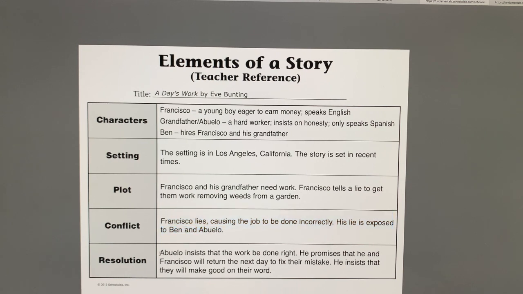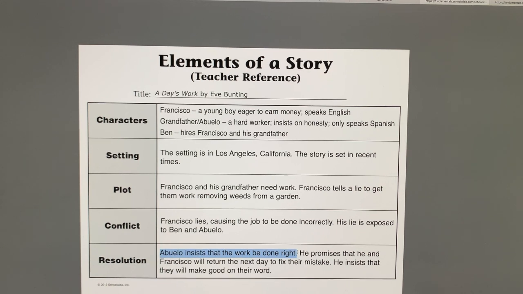So in this particular story, the abuelo or the grandfather insists that the work be done right. He promises that he and Francisco will return the next day to fix their mistake. He insists that they will make good on their word. So this is how it was resolved, but it's also teaching a very good lesson to Francisco because his abuelo is teaching him, no, we do not do things that way.